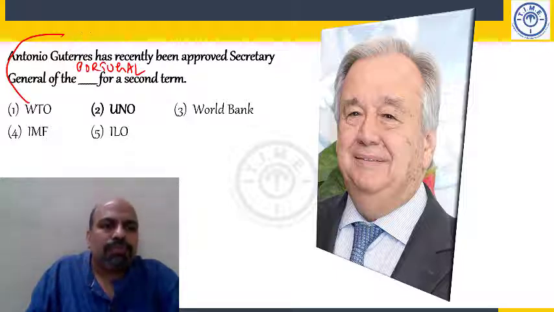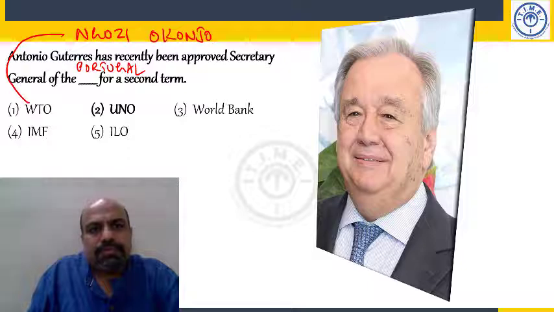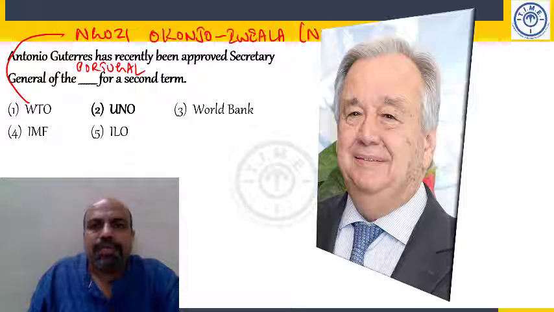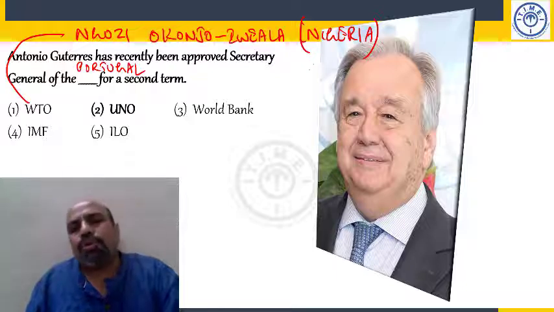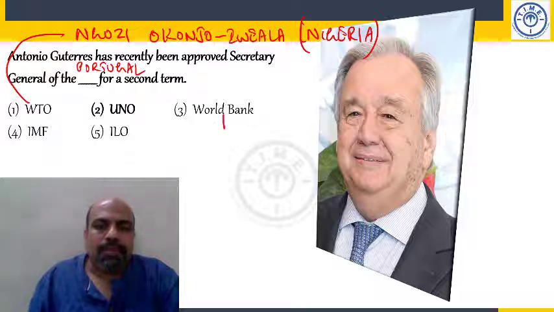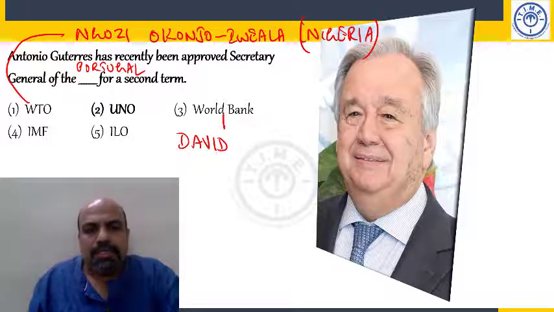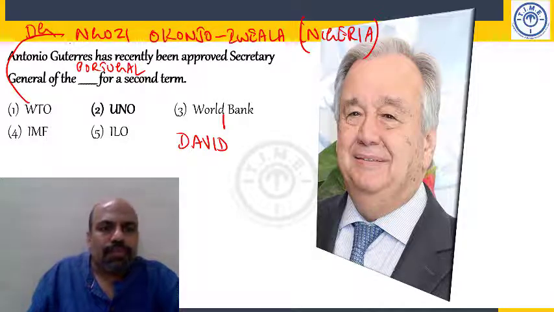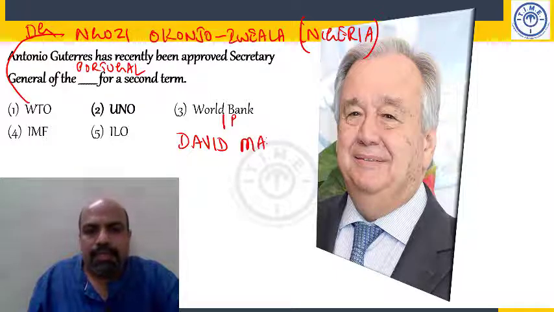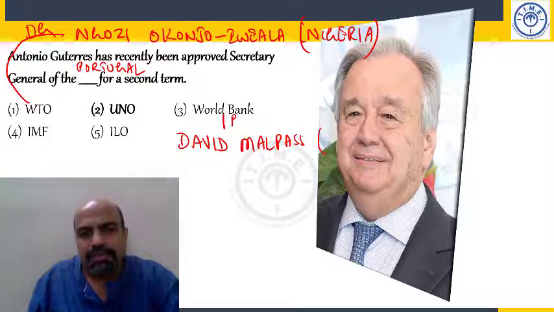WTO. Well, what is her name? Ngozi Okonjo-Iweala of Nigeria. Okay? World Bank. The president is, so this is Director General, and this is the president, David Malpass of United States.